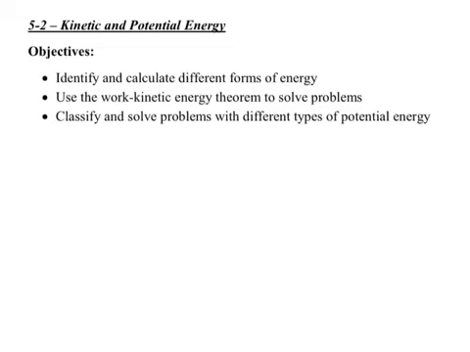There are 3 objectives. First, identify and calculate the different forms of energy, meaning potential, kinetic, chemical, internal types of energy like that. Second, we're going to look at what's called the work kinetic energy theorem. And third, we're going to classify and solve problems with different types of potential energy. So you've heard these terms in your basic science courses, but we're going to go into a lot more detail as to what they are and how they're used.